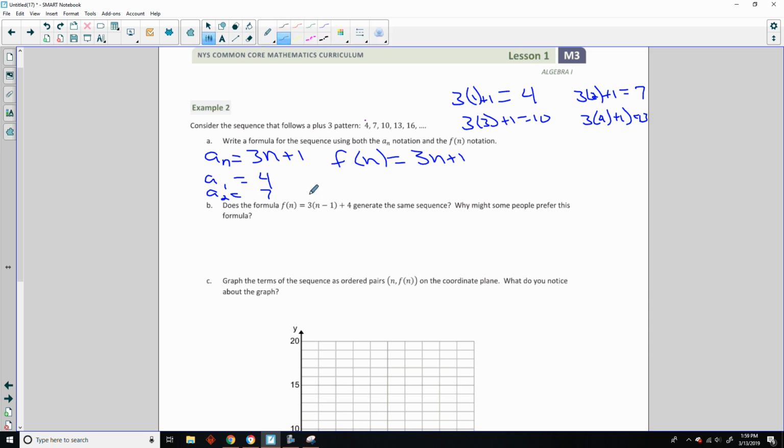Then I can't just try 1 and say, yes, it works. I want to keep trying. So the next term would be the second term. So 3 times 2 minus 1, which would be 3 times 1 plus 4, which would be 3 plus 4... equals 7. Wait, that is not my second term.